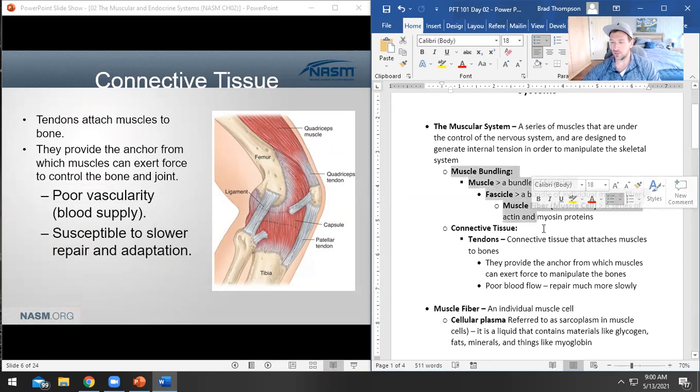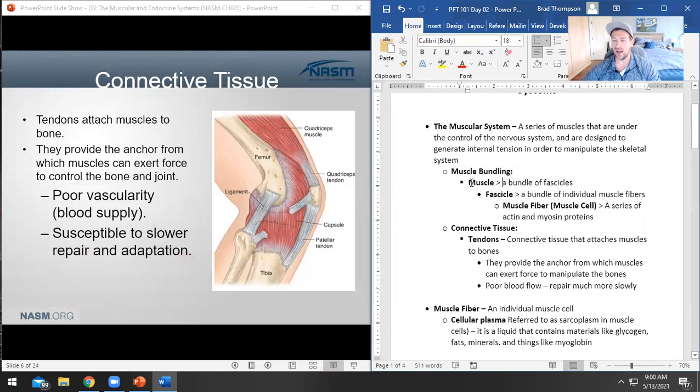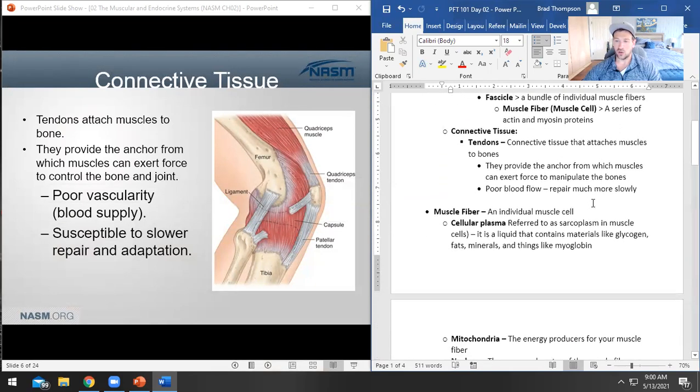Again, looking at our muscle bundling here, you can see we've got a muscle, which is nothing more than a bundle of fascicles. Then we've got our fascicles, which are nothing more than a bundle of individual muscle fibers. And then a muscle fiber, or a muscle cell, is a series of actin and myosin proteins, which are the proteins we're going to be talking about in just a little bit. So that is what we are going to see when we're looking at our overall muscular system.